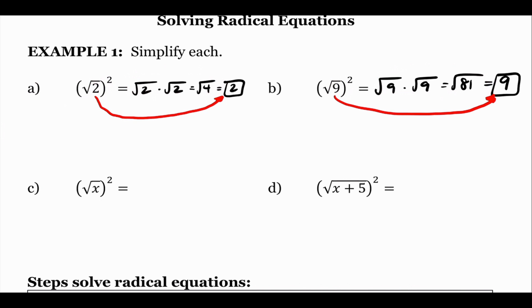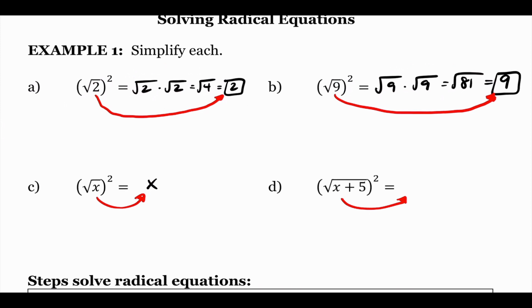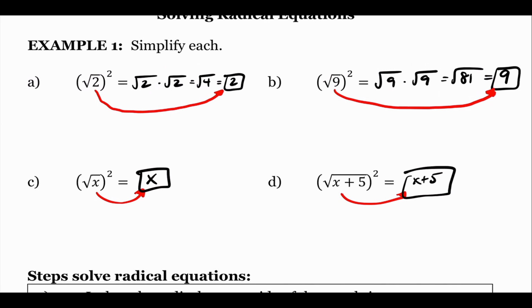So knowing that, what is the square root of x squared going to be? Just x, without having to do all that middle stuff. How about the square root of x plus 5 squared? What do you think? x plus 5. It just takes away the root. That's all it does.